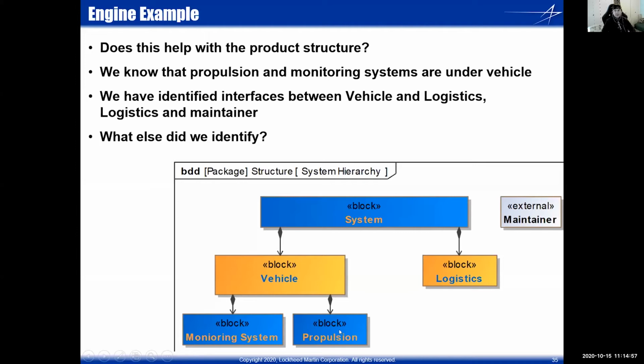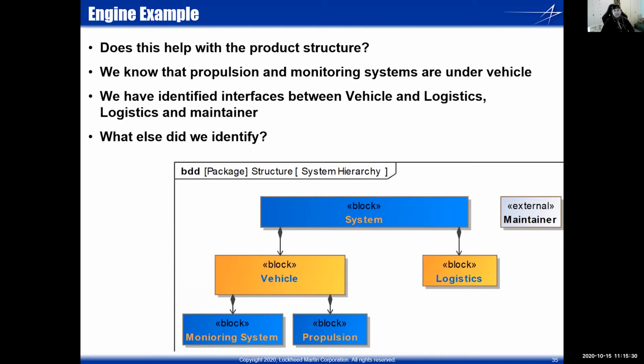As I worked on my other requirements and my other activity diagrams, I'm going to be adding more under here, and I'm going to be adding more under here, and I'm going to build this out over time. And I've also, while I worked, identified my interfaces between the vehicle and the logistics system, and also between the logistics system and the maintainer. And I want you to think for a second what else I might have identified while I went through this process, but I didn't tell you.